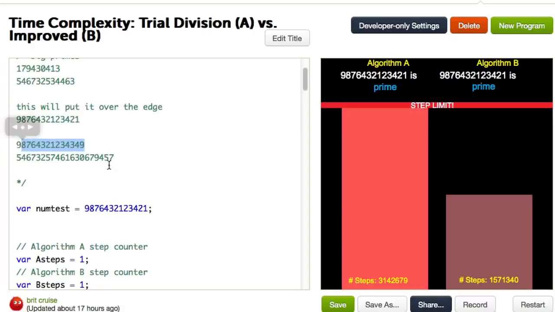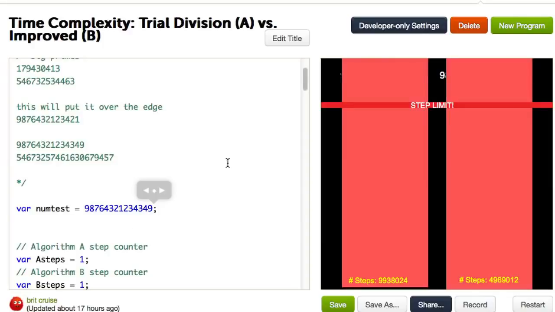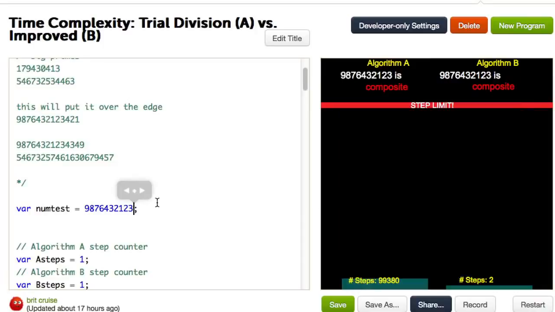And when I put this, I think this is a 12-digit prime, into our algorithm, let's see what happens. It's lagging. Maybe it's going to crash. Look what happened. Both algorithms went way overboard. So it didn't work. Our improved algorithm is not good enough yet.